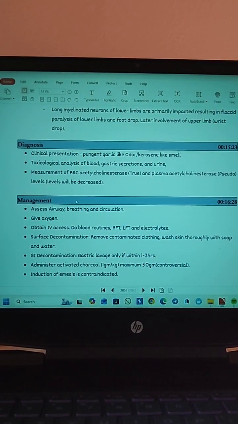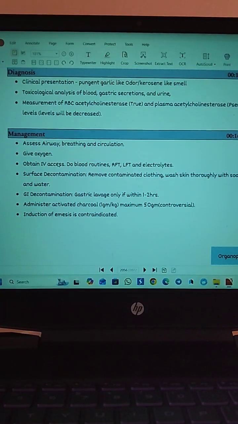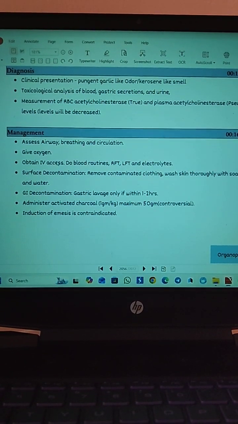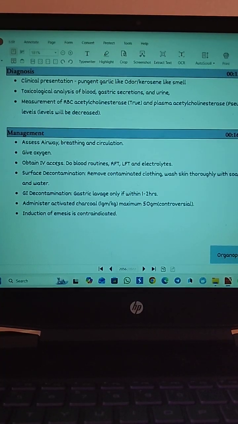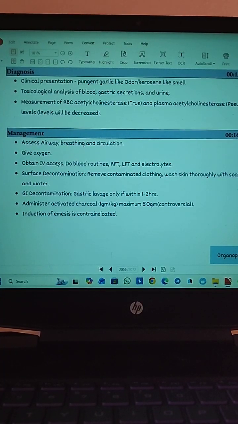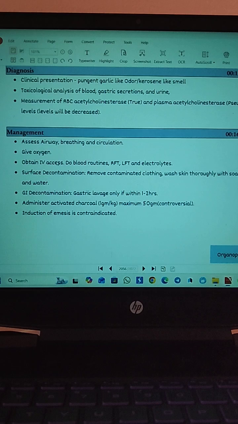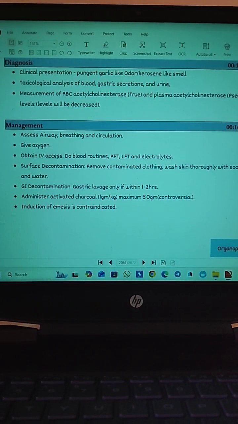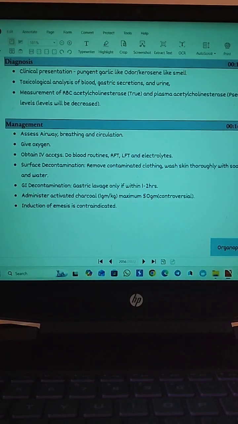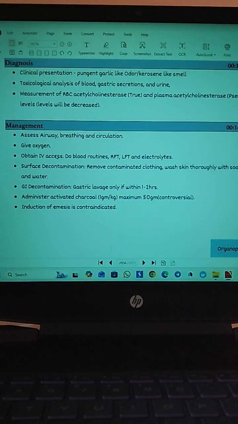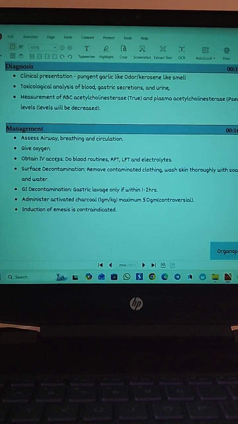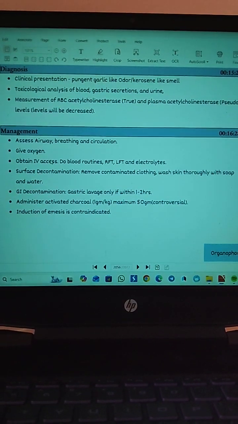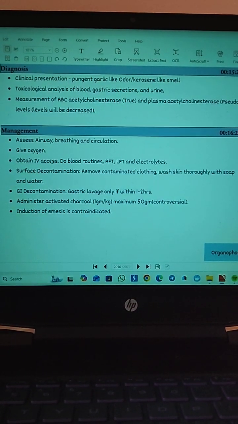Next is the management. Here, first assess the airway, breathing and circulation, because it is an emergency situation. Also give oxygen to the patient and obtain IV access. You should do the normal blood routines, RFT, LFT and electrolytes. Then also do surface decontamination, that is, remove the contaminated clothing and wash the skin thoroughly with soap and water.